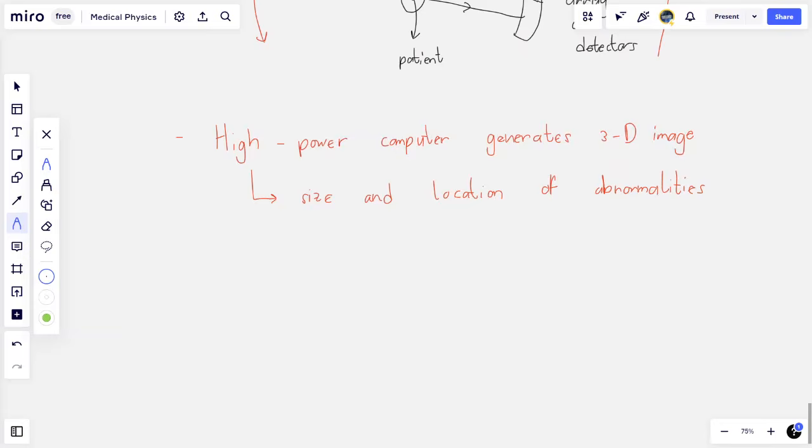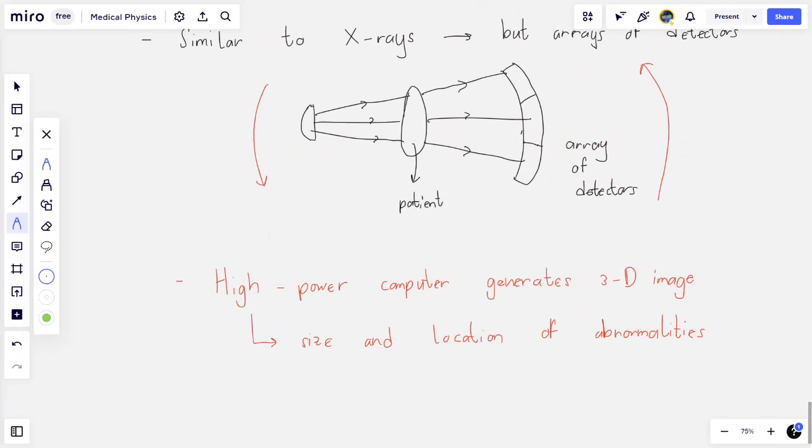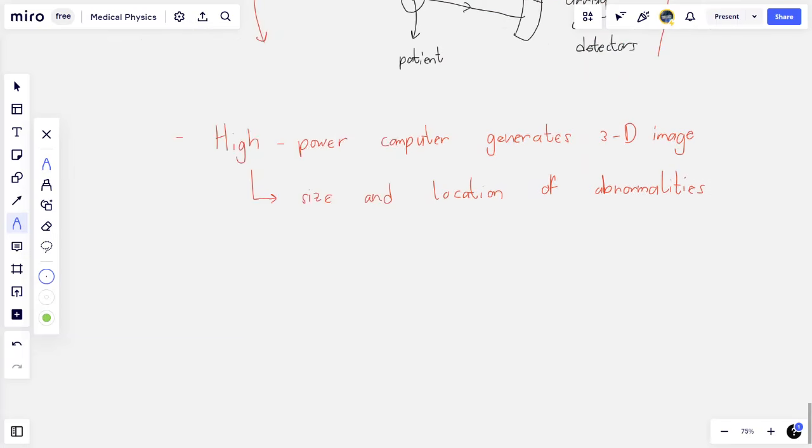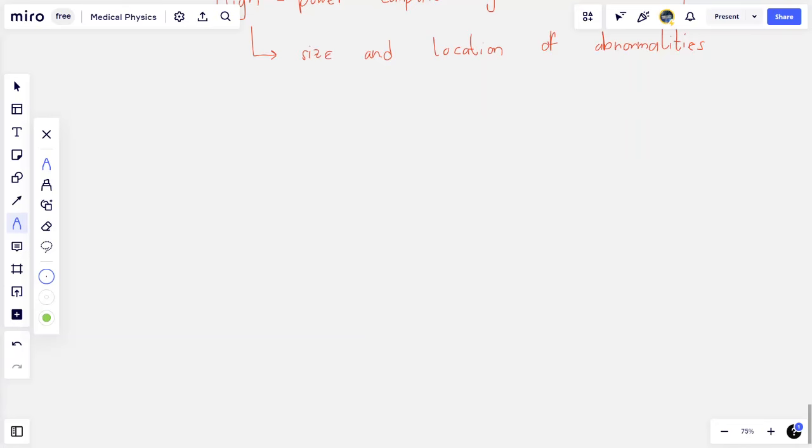And that's basically CT scanning. Place a patient at the center, rotate the source and the array of detectors, and get a three-dimensional image. Okay, so there's a lot more to read there, which you should be doing. Open up the textbook, give it a read, but that's the basic concept behind CT scanning.